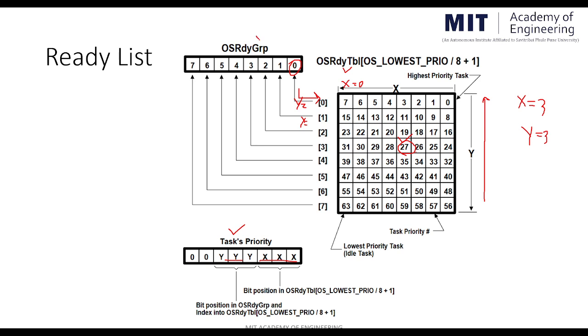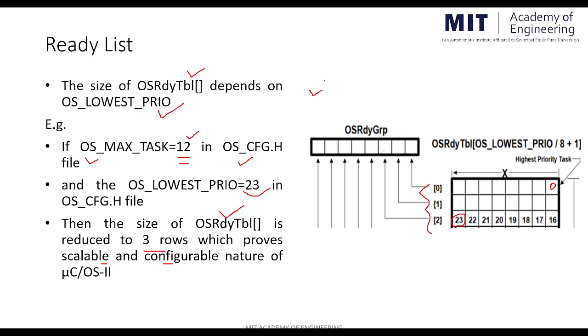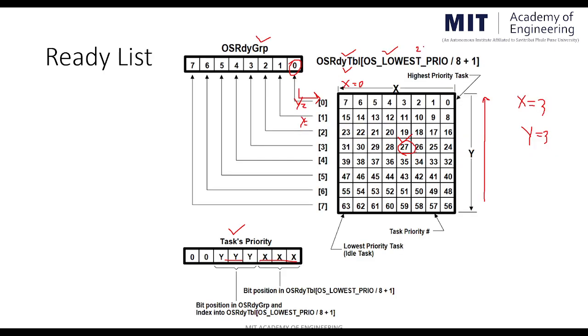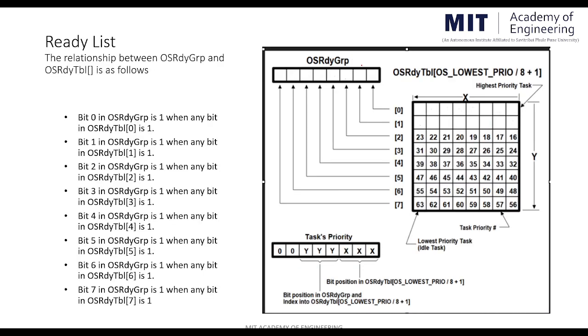So it is clear about the OSRDY group and OSRDY table. Now what is this value? The size of the OSRDY table depends on the value of the OS lowest priority, that we have already seen in the previous slide. We have seen in the previous example, suppose the value of the OS lowest priority is 23. Then only 3 rows will be available for the application. So this is about the complete relationship between the OSRDY group and OSRDY table.